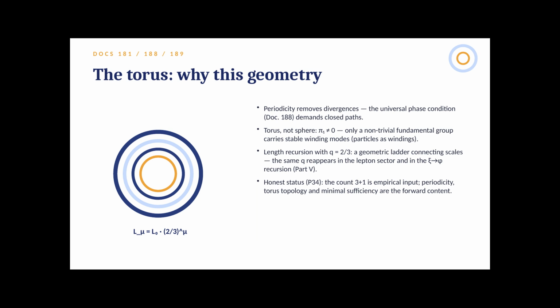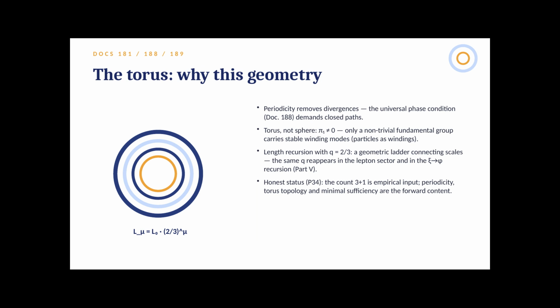Slide 11. Why a donut and not, say, a sphere? A few reasons. The 4 lengths of the torus follow a geometric ladder, L_μ equals L0 times 2/3 to the power μ, each rung 2/3 the size of the last. That ladder builds the scale hierarchy of the model.